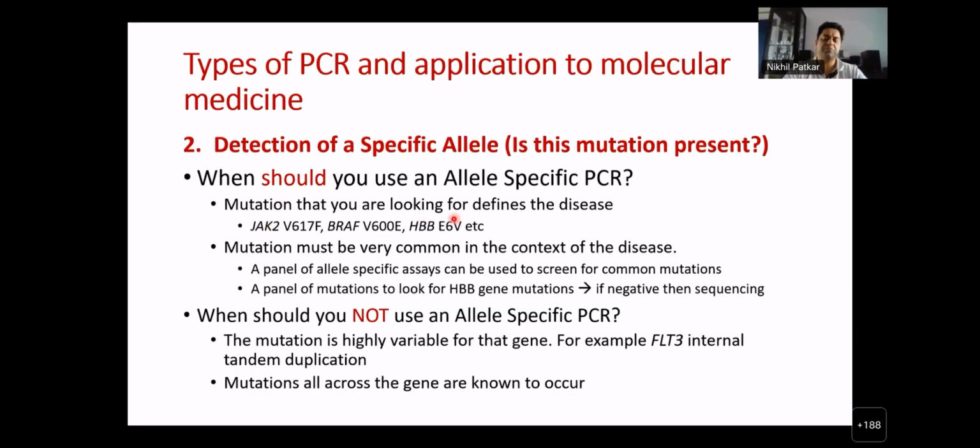The caveat here is that the mutation must be very commonly present in the context of disease. A panel of allele-specific assays can then be used to screen for mutations, and if they are negative, then you proceed with sequencing. So commonly this approach is used for screening for beta thalassemia mutations.